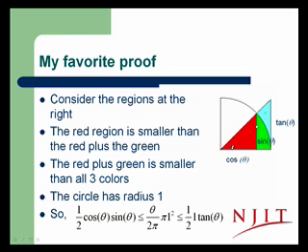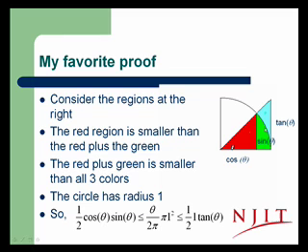Well, the red region is a triangle with base cosine theta and height sine theta, since the radius of the circle is 1. And so that gives us an area of 1/2 base times height, 1/2 cosine theta times sine theta.